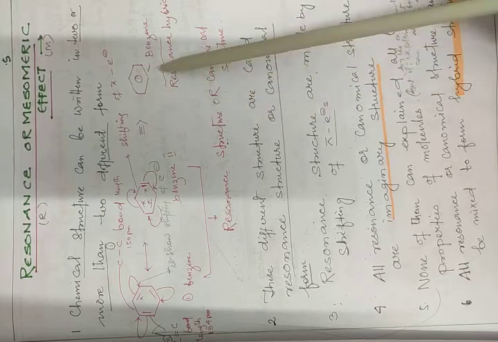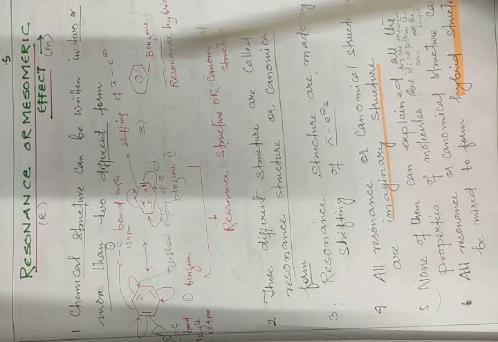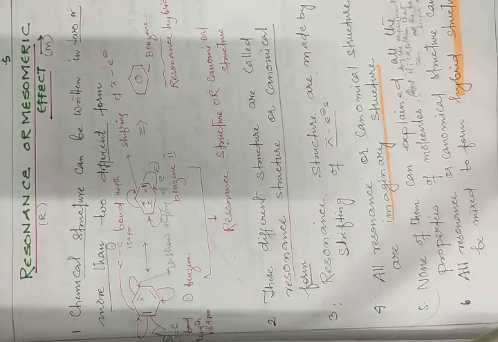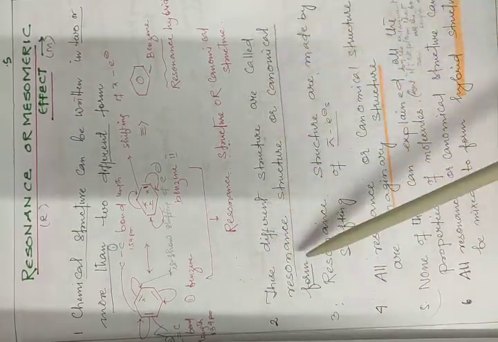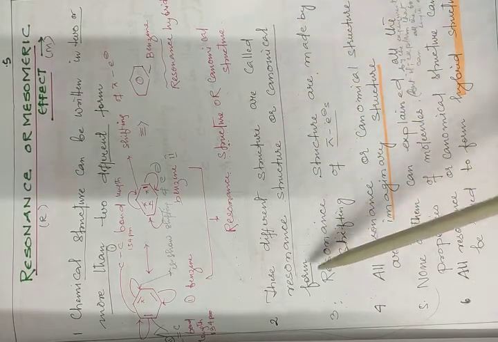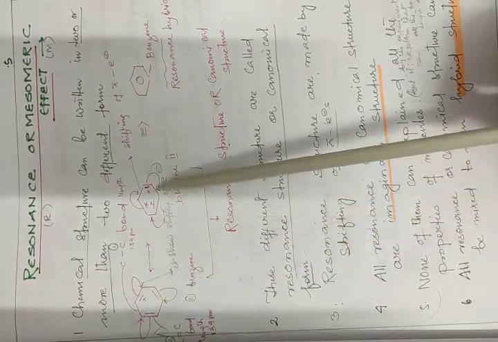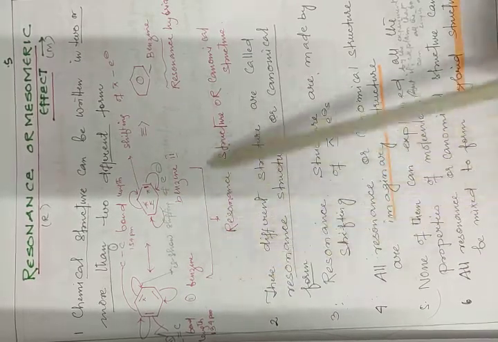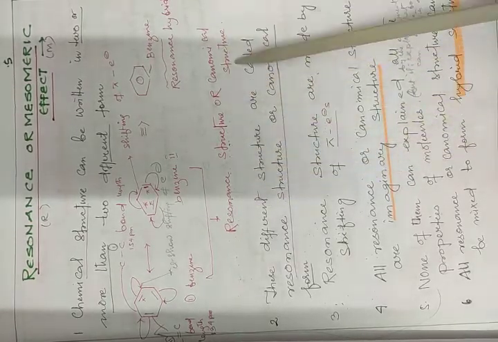So now, in short, we will show it like this: this one is a resonance hybrid. That means this structure is a shift of pi electrons. Now number 2: these different structures are called resonance structures or canonical forms. This one is the first one, and this one is the second one. The first and the second differ only in this way. So we say that the different structures are called resonance structures or canonical structures.